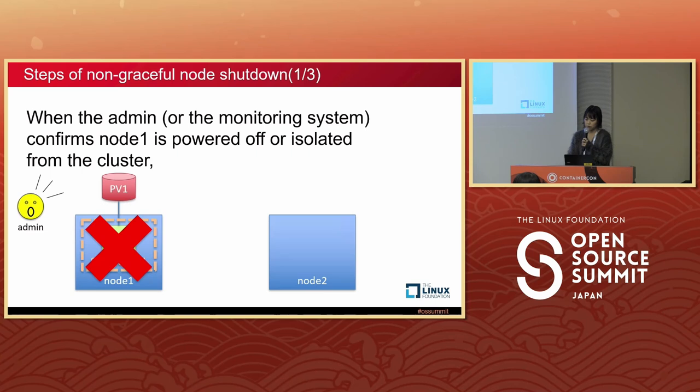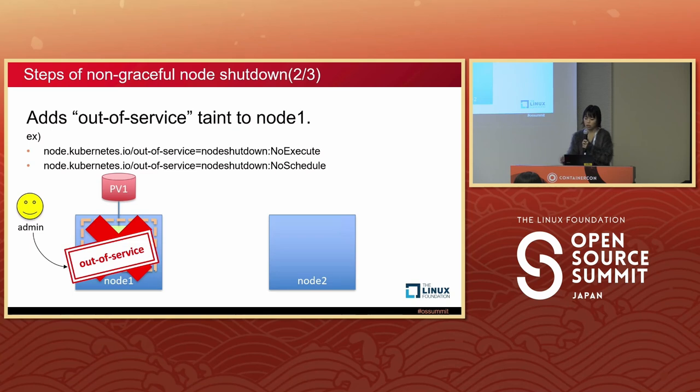I will introduce the steps of non-graceful node shutdown. When the administrator user or the monitoring system confirms node 1 is powered off or isolated from the cluster, it adds the out-of-service taint to node 1. The value you set for that taint can be node.kubernetes.io/out-of-service=nodeshutdown:NoExecute or node.kubernetes.io/out-of-service=nodeshutdown:NoSchedule.